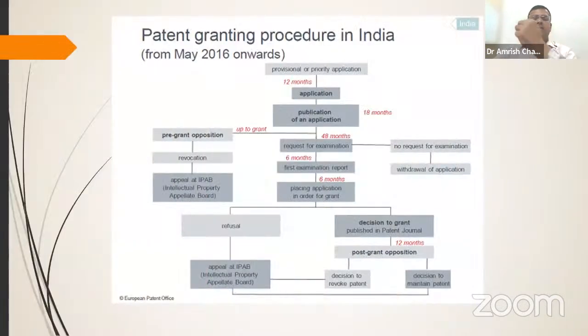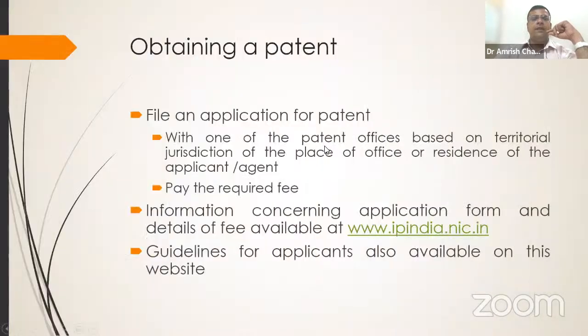So these are the various stages of patent filing. You file a provisional application, you have 12 months, then you complete your application, and then it gets published. And you have a 48-month window from day one to file a request for examination. Unless you file this request for examination, your patent will not be examined. You will not receive the FER report, and it will not go for a decision. So this is a mandatory thing, that is, the request for examination.